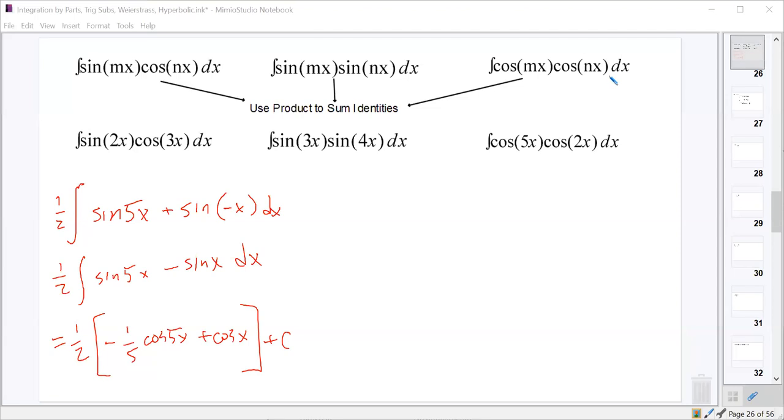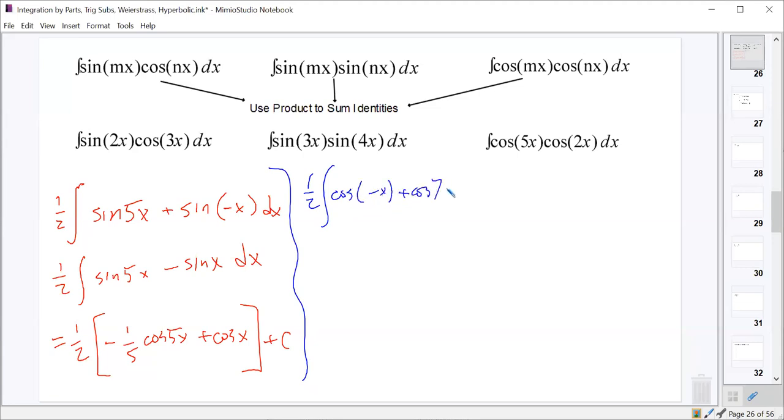Okay. What about sine 3x, sine 4x? So sine of mx, sine of nx has also got a nice product to sum one on it. Still has a 1/2 out in front, so it should be 1/2 the integral. And I believe this one's both cosines, and it's subtraction and then addition. So cosine of negative x plus cosine of 7x. Somebody maybe check that on your trig sheet just to make sure I got the right one there.